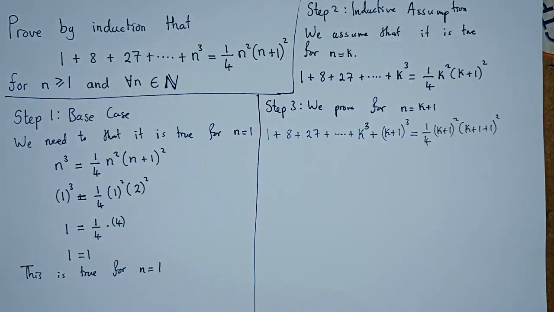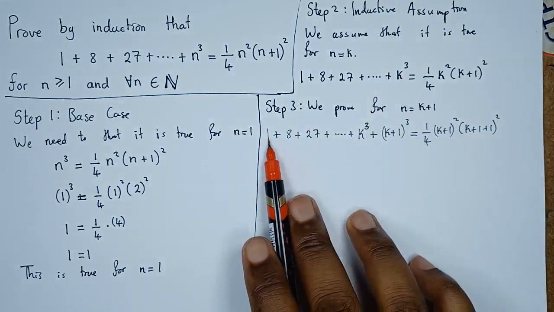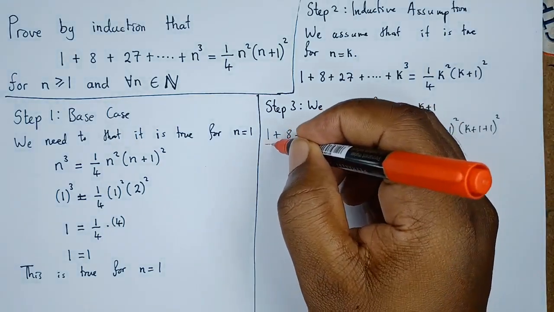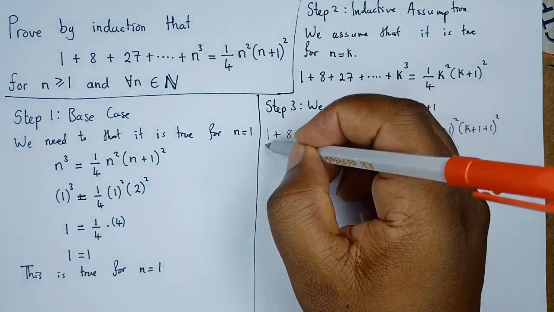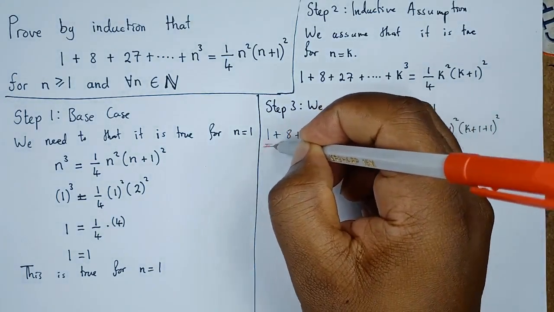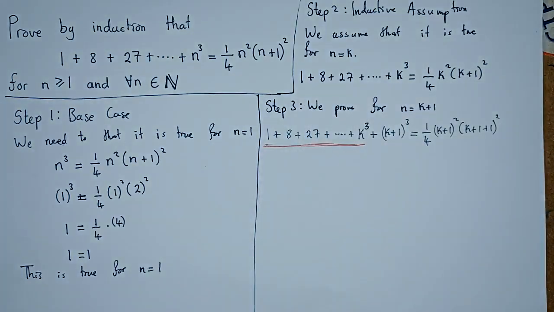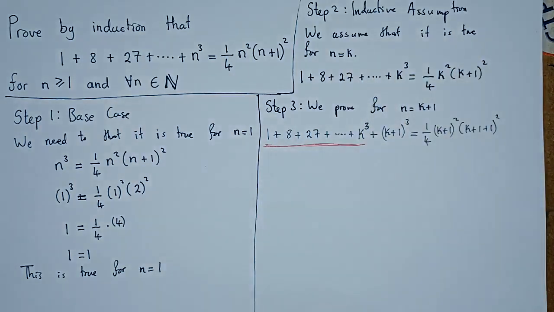Now, the whole reason why we did that is because we want to use the assumption. Remember, the assumption is 1, 8, 27, up to k to the power 3, which is this part that we have here. So this part here, just underline it. This part is the assumption all the way up to k to the power 3. So we're going to replace this whole underlined part with this part because that's the assumption.